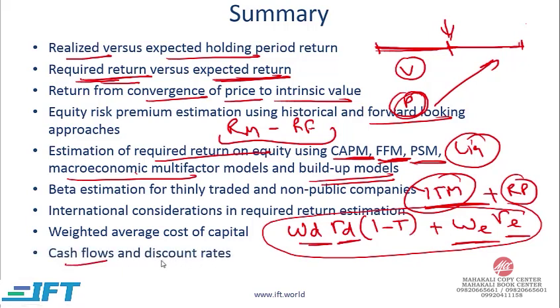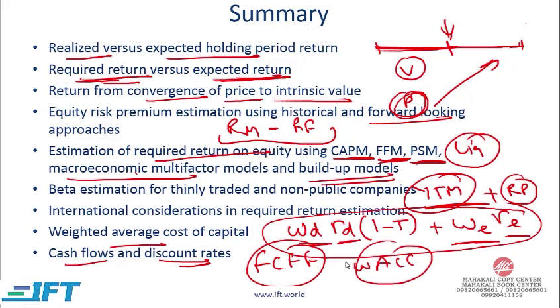Cash flows and discount rates. Here we talked about the fact that we need to use the appropriate discount rate given the cash flows. So as we just said, if we have free cash flow to firm, then the appropriate discount rate is WACC. In situations where we have free cash flow to equity, then the appropriate discount rate will be the cost of equity. That is it for this reading.